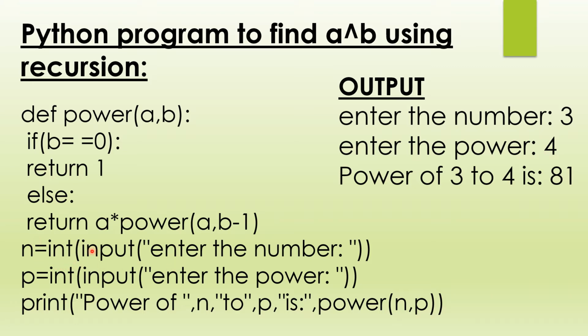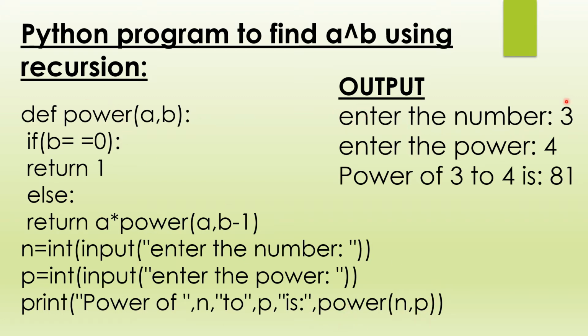So n will store the integer value of the entered number, that means the base a, and p will store the int entered power. So p will store the power value, that is b. Print the power of n, that is base to p, that is power(n, p). Here we are using this function.